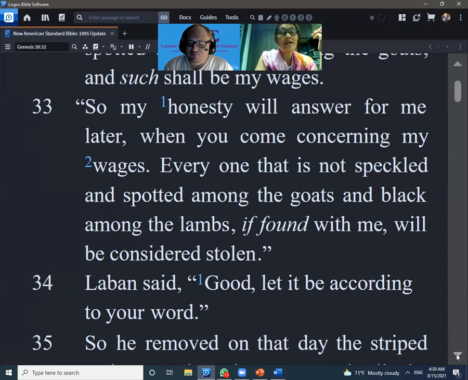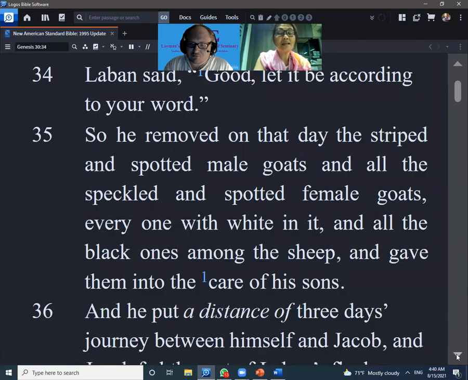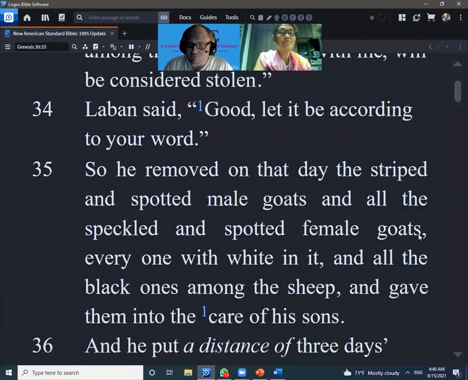So my honesty will answer for me later, when you come concerning my wages. Who said this? Jacob is saying that everyone that is not speckled and spotted among the goats and black among the lambs, if found with me, will be considered stolen. Laban said, Good, let it be according to your word.